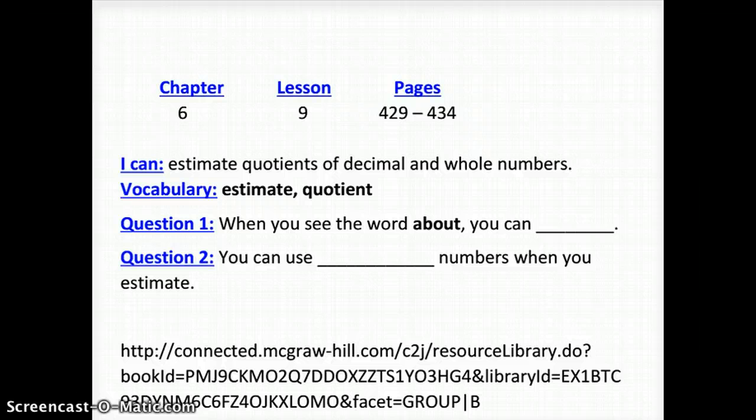Alright, so look back at these 2 questions, and remember that we've been working with estimating with regular multiplication and dividing, so you should know the answer to question 1 and question 2 already.